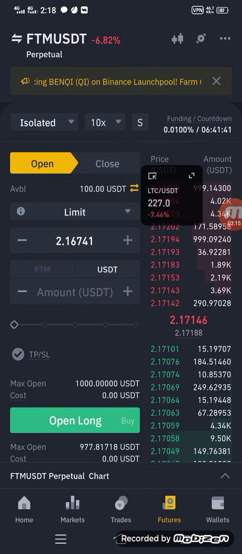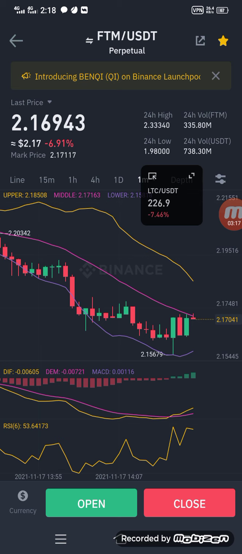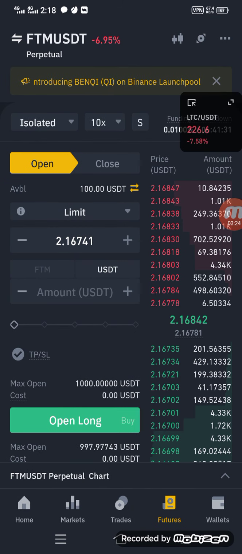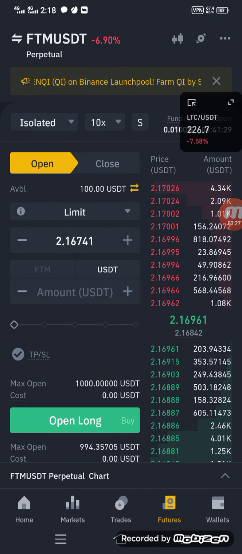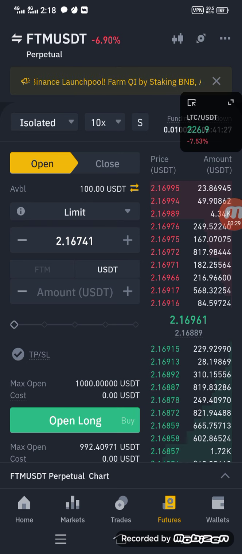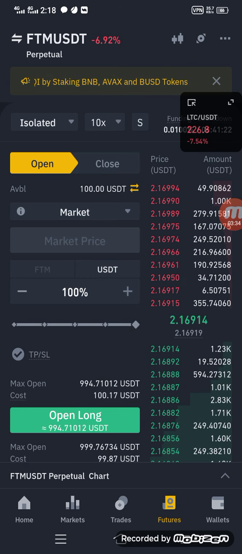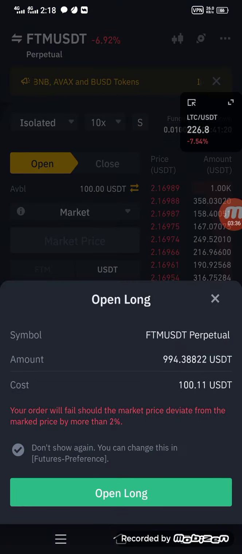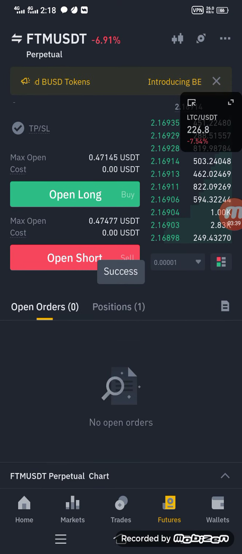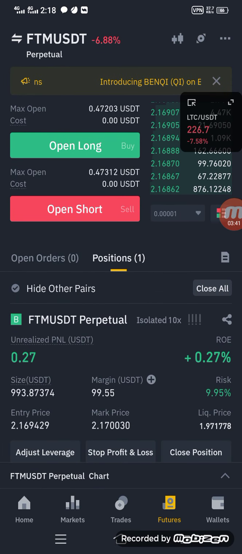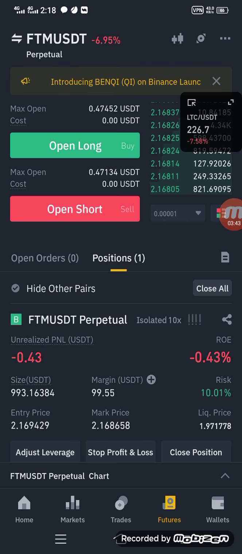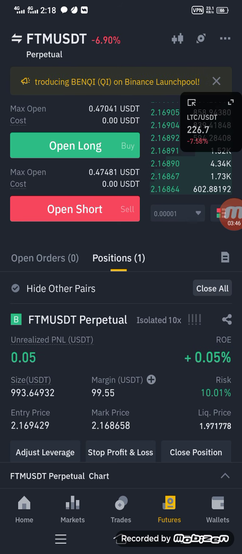Okay, the FTM case looks like it's going up, so I will buy it with my 100. Now use 10x, use the market price. Now open a 10x, look at this, it has started. Now this is my futures trade, a buy with long, a futures trade of FTM.